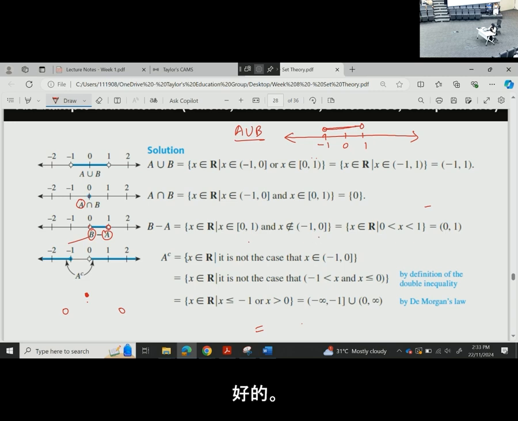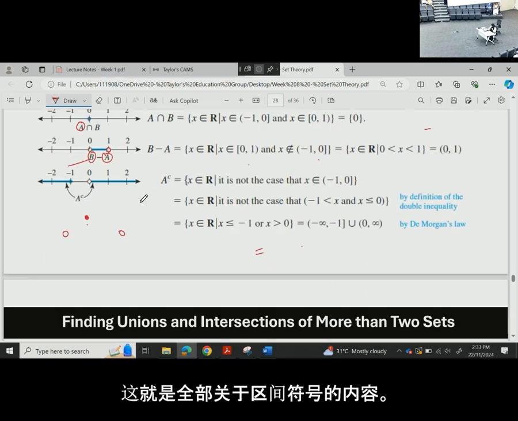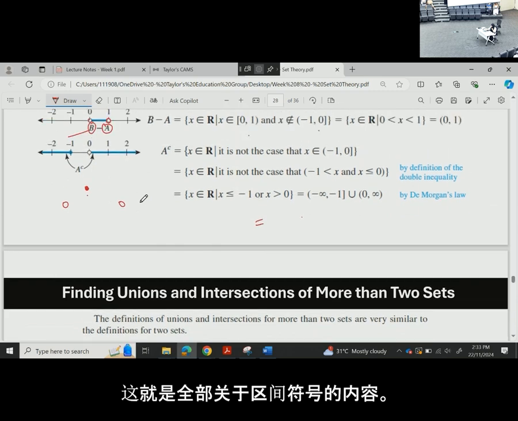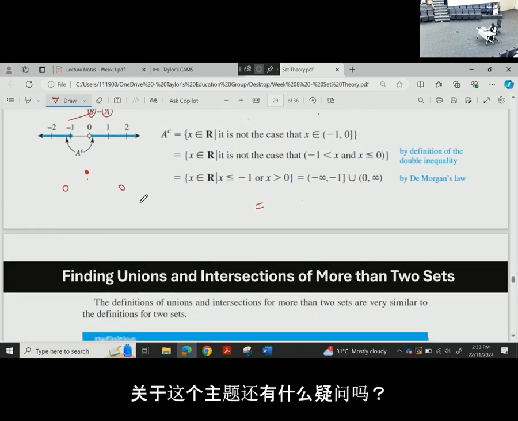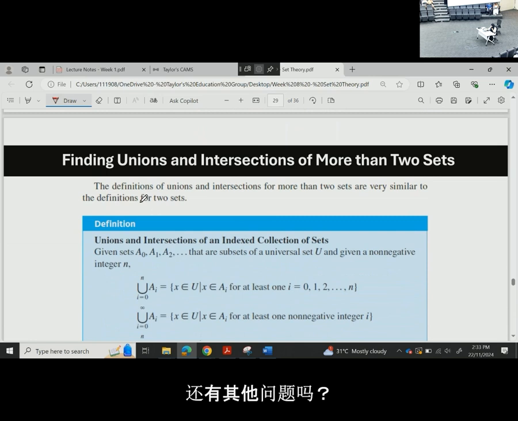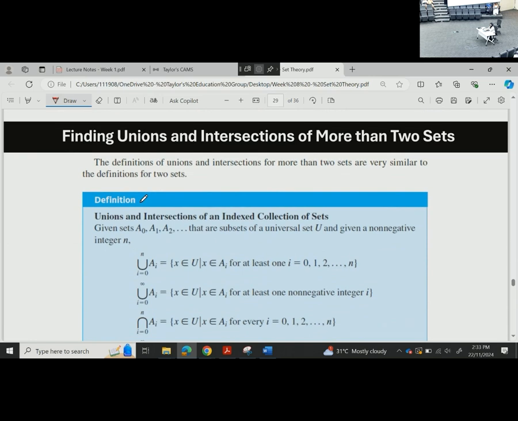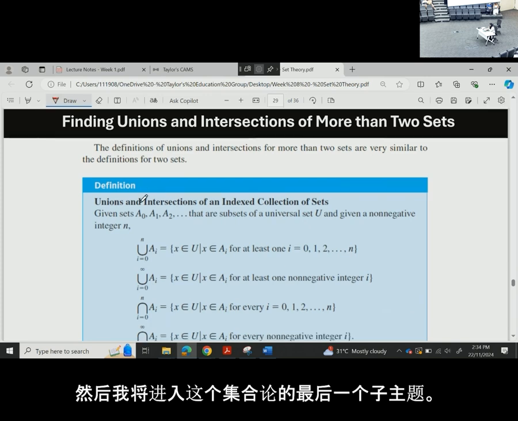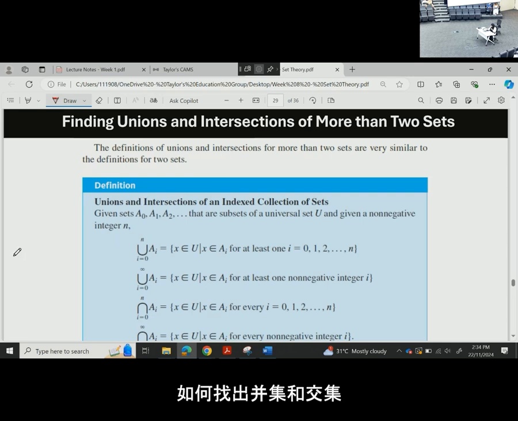All right. So this is all about interval notations. Any question from this topic? Any other question? No questions? Then I will move on to the last subtopic of this set theory. How to find out union and intersection of more than two sets.